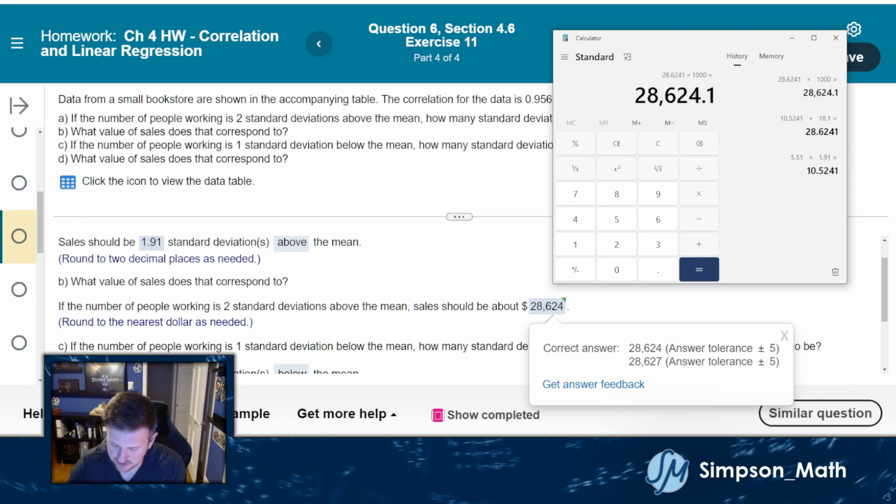I'm just going to check this one time on screen. So if I get 5.51 times 1.912, and then I add that to 18.1, yeah, that is bigger than the answer tolerance. I need to say a thing or two to Pearson about this one, but I'll lose it when I move on. Oh well. Okay.